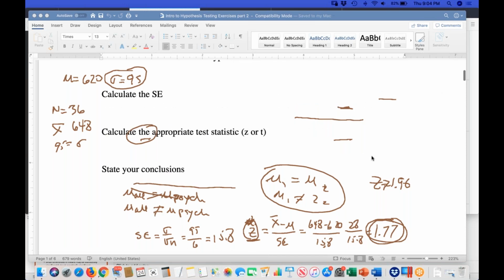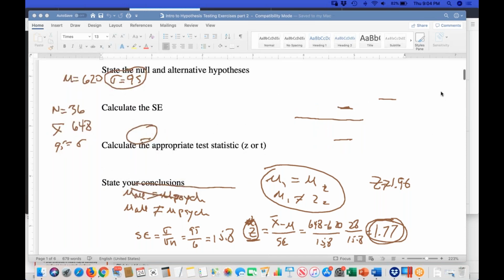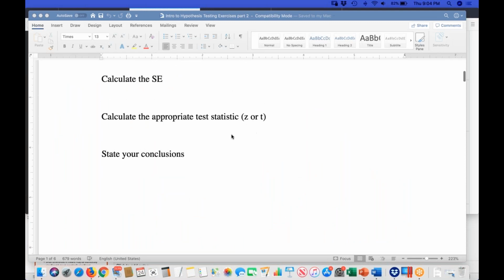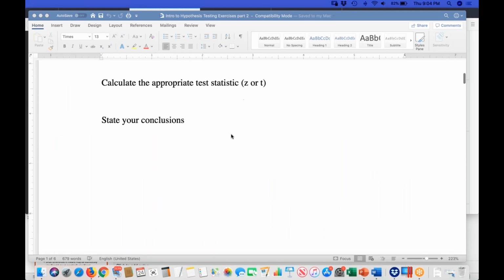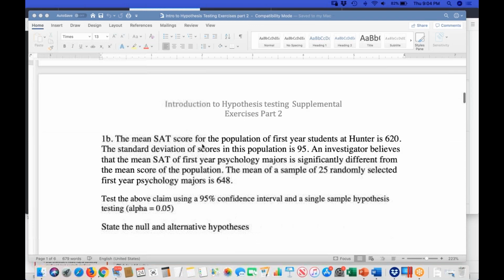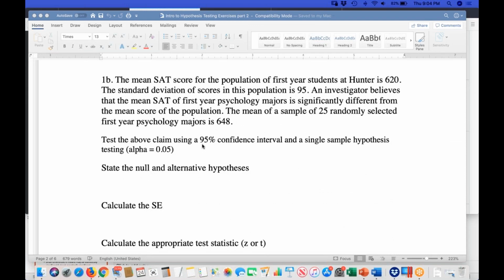Can you repeat that phrase? These means are not far enough apart. Okay, so calculate the standard error, carry out the Z-test, and state your conclusions. Okay, let's take the next one.